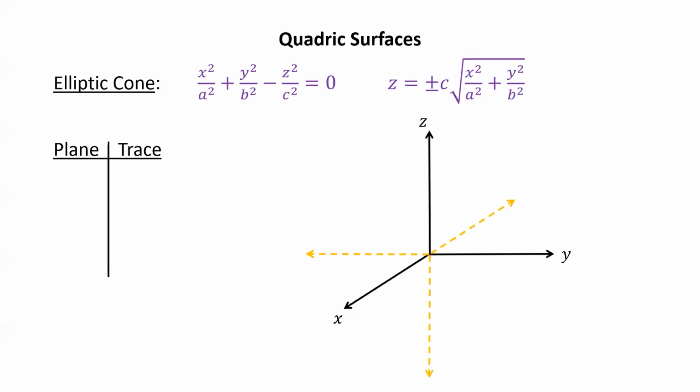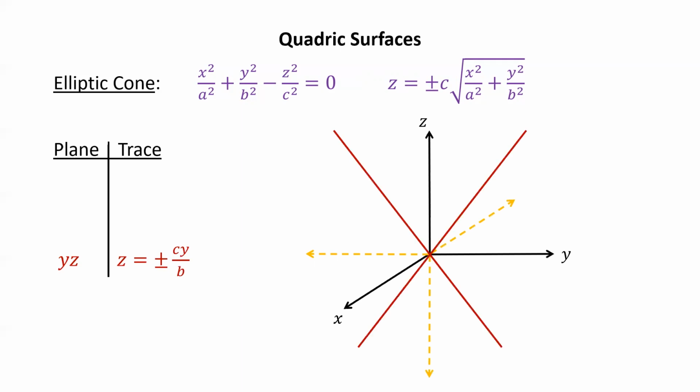Once again, let's sketch some of these traces. Let's start with the yz plane since it's flat against the screen. If we set x equal to 0, then we see that we get z is plus or minus cy over b. This is two lines that look something like this, right? The slope of these lines is c over b and -c over b, and they're both passing through the origin.